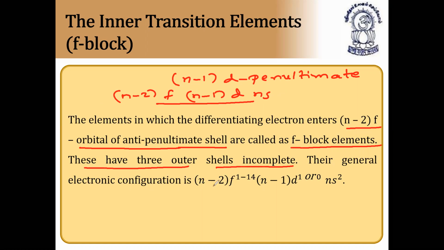So the general electronic configuration is (n-2)f1 to 14. Since the F orbital has 7 suborbitals, it can take a maximum of 14 electrons. D can take a maximum of 10 electrons; this we already know. So (n-2)f1 to 14, (n-1)d1 or 0, ns2. Here, very important: D is either 1 or 0, and it is ns2. So this is the general outermost electronic configuration of F block elements, that is, inner transition elements.